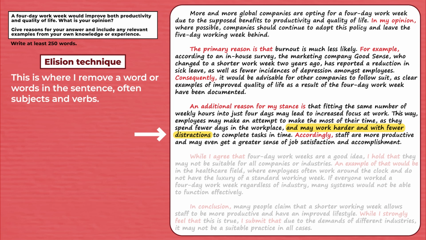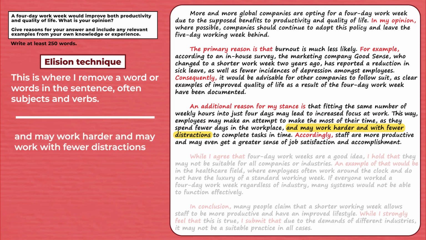Look at this part of the sentence, and may work harder and with fewer distractions. Instead of writing, and may work harder and may work with fewer distractions, I have been able to remove the second may work. This would be repetitive and unnecessary here, as I have already written it and it's part of the same phrase, so I don't need to write it again. Doing this can help to increase your band score, as it makes your writing more cohesive. This just means that your ideas are better connected and flow nicely.